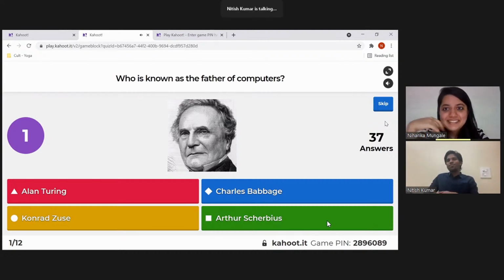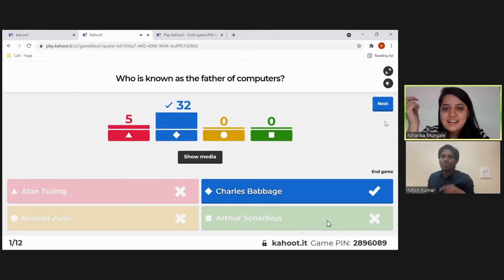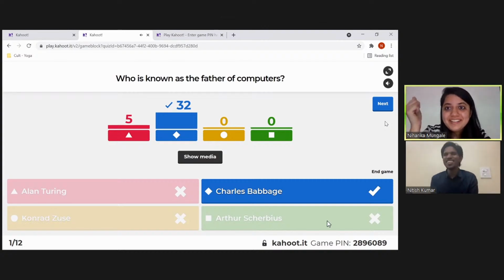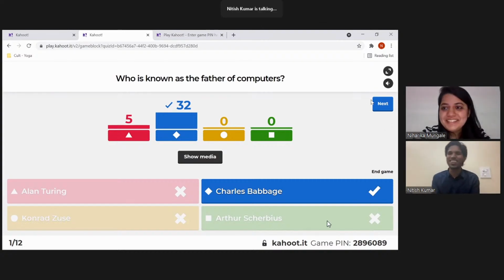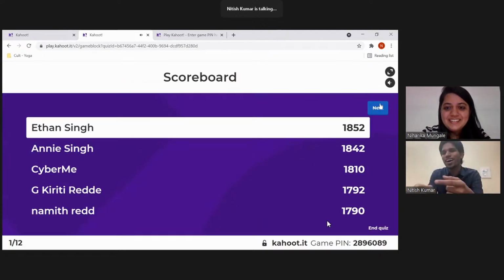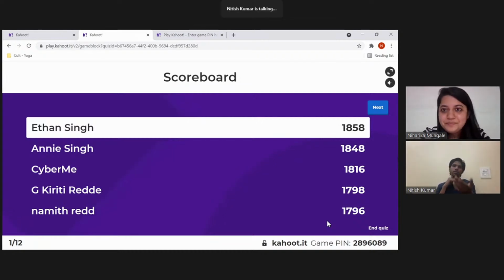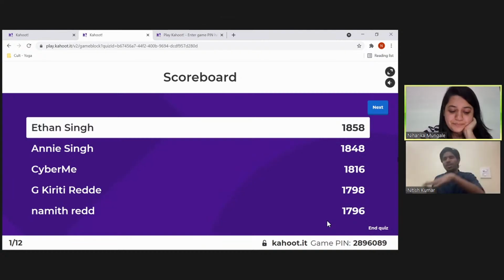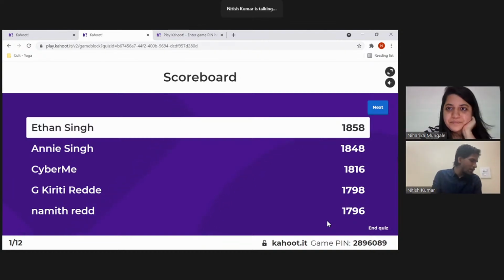Charles Babbage invented the very first computer. Oh, so many people got it right. That's cool. A lot of people answered correctly. So Alan Turing invented the computer called Enigma. Charles Babbage is known as the father of computers. He invented the very first computer, and those earlier computers were not working on electronics. They did not work on electrical switches and transistors the way modern day computers work. Old days computers used to work on something called vacuum tubes, where they were all mechanical. So Charles Babbage invented the very first computer.